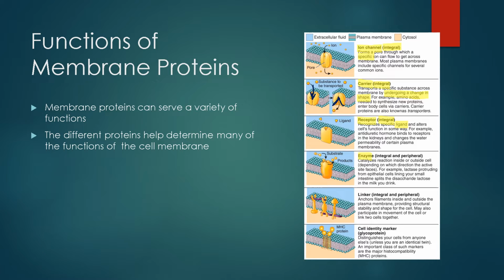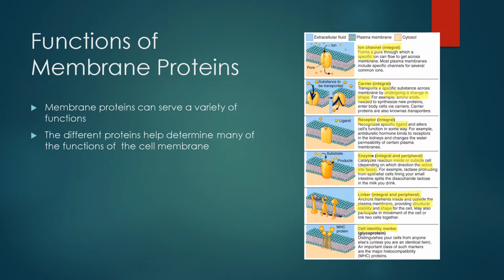Next, we have enzymes. These can be integral or peripheral, and they catalyze reactions inside or outside the cell, depending on which side the active site faces. Then we have linker proteins. These again can be integral or peripheral, and their function is to anchor filaments inside and outside the cell, providing a lot of structural stability and even shape to the cell.